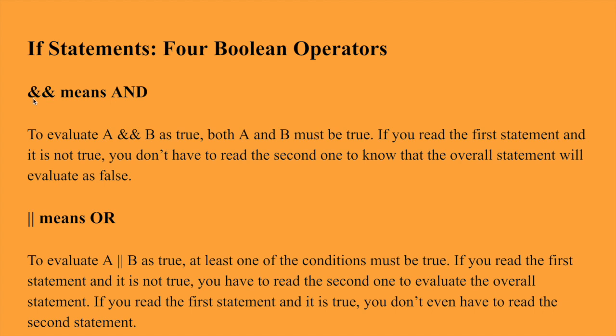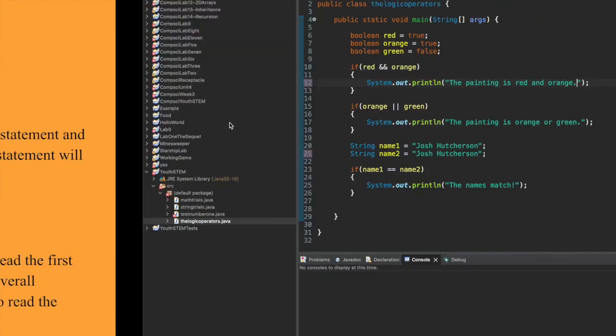But for example, double ampersand means "and," so you put it between your 2 truth statements inside the if statement. So that would be like A && B. To evaluate a statement like that as true, both A and B must be true. And if you read the first statement and it's not true, you don't have to read the second one to know that the overall statement will evaluate as false. That seems pretty abstract right now, but let's go into Eclipse and test it.